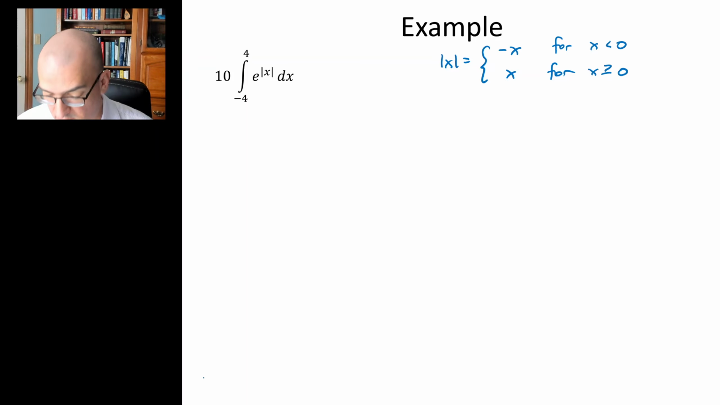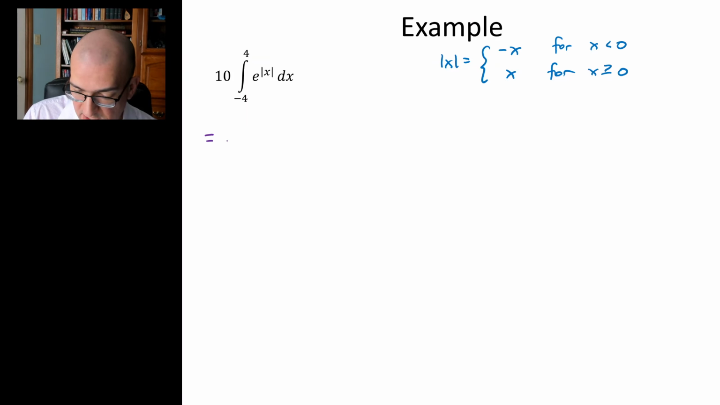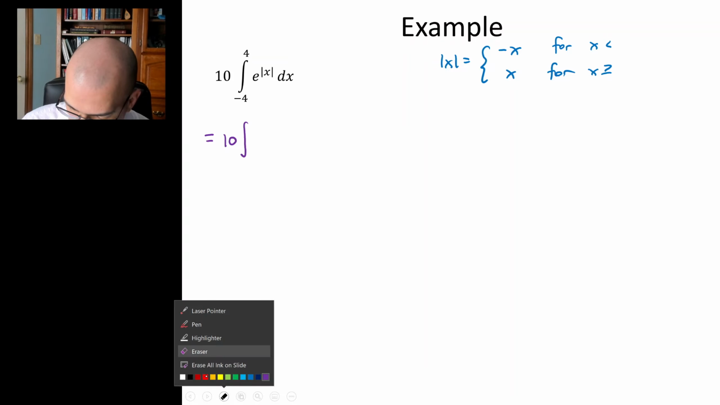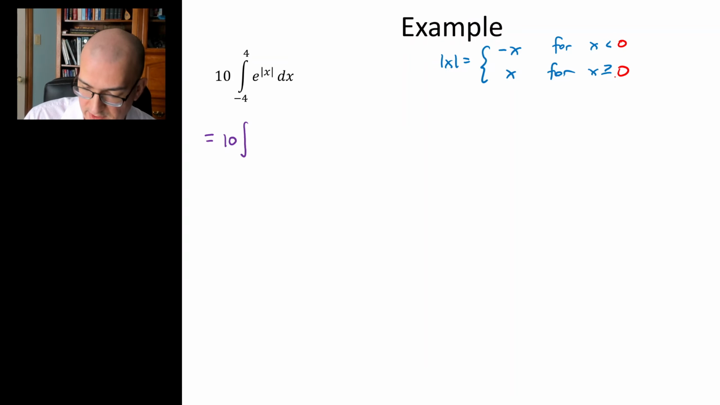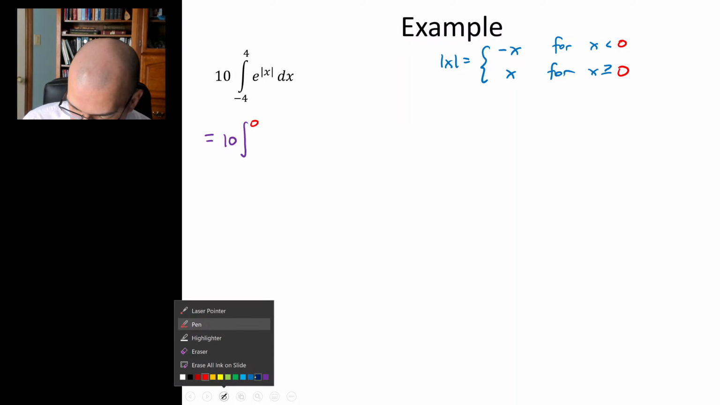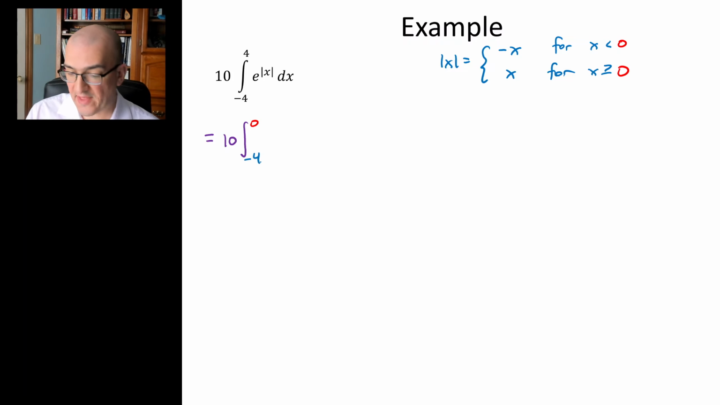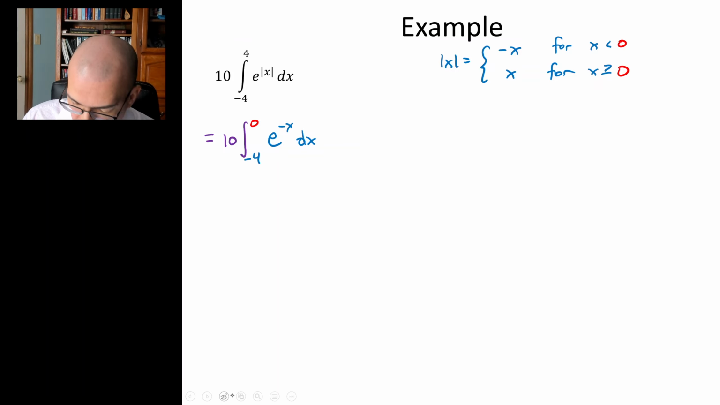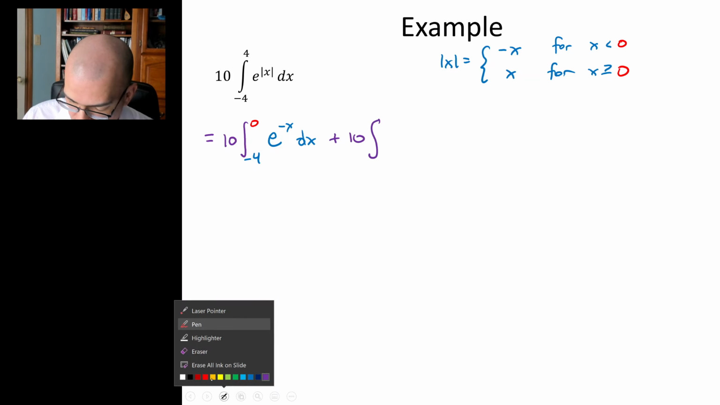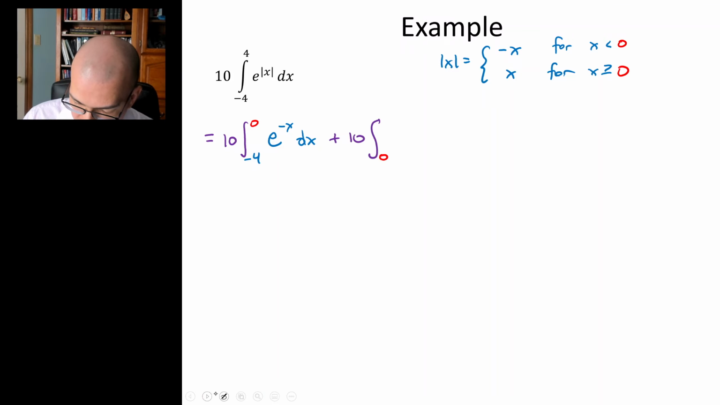Now for the integral, both pieces are going to have the 10 in front. I'm going to do the same thing with the colors. We're going from -4 to 0, and inside that region, e to the absolute value of x, where absolute value of x is -x inside that region. And now we have the second part, plus 10 integral, and this time we're going from 0 to 4.